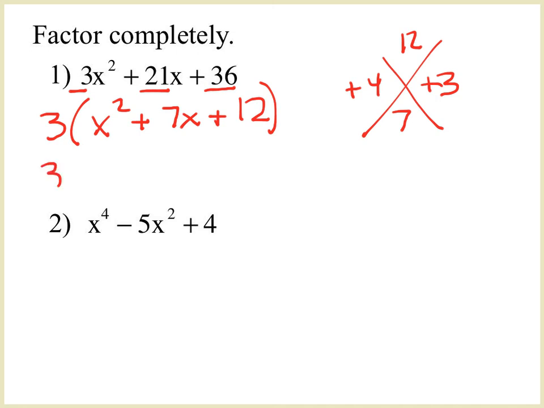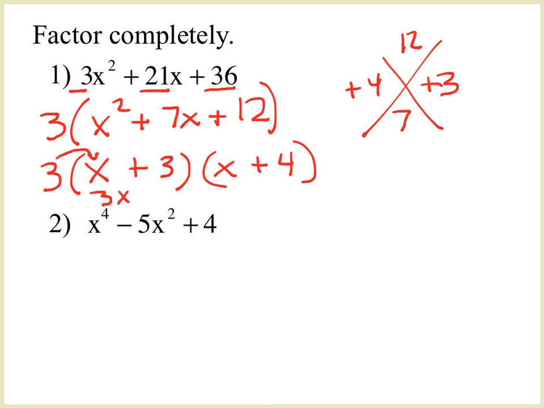So I get 3 times the quantity. I'm putting an x in that first term place. I have a 3 in one spot and a 4 in the next. And you can always check it by going back. I can multiply my 3 in first, and I get 3x plus 9 times x plus 4. I'm going to double distribute. 3x times x gives me 3x.